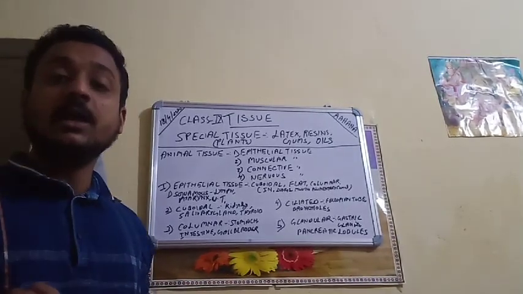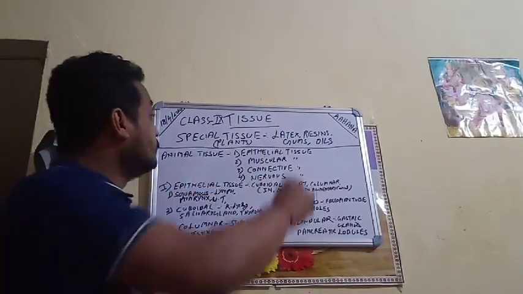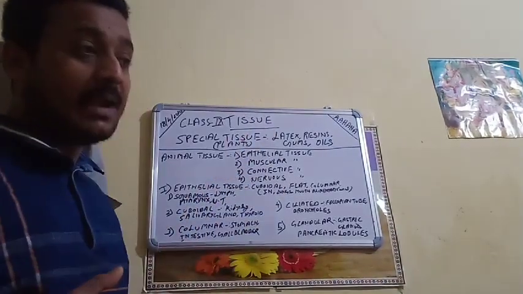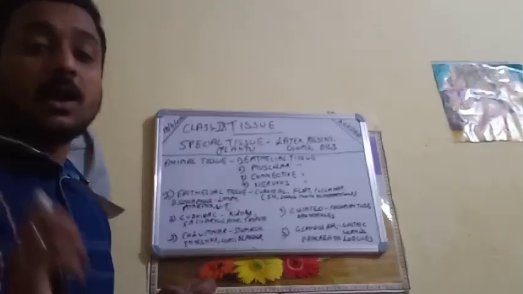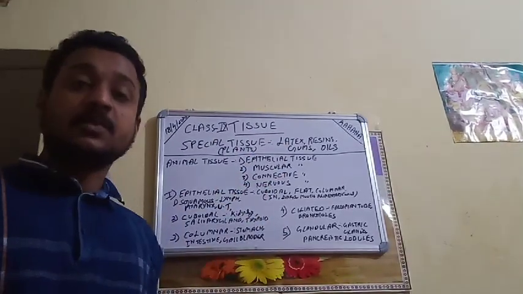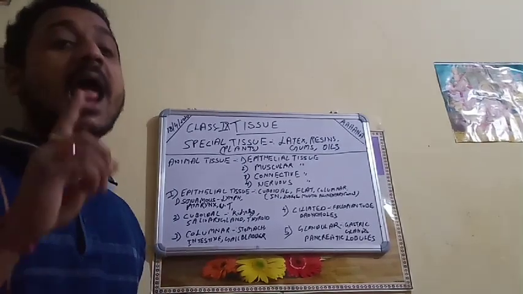Now we will be learning about animal tissue. Before going to animal tissue, there is one more topic I would like to discuss, that is the special tissue in the plants. Now, what are these special tissues? The special tissues in the plants are the lactiferous tissue and the glandular tissue.